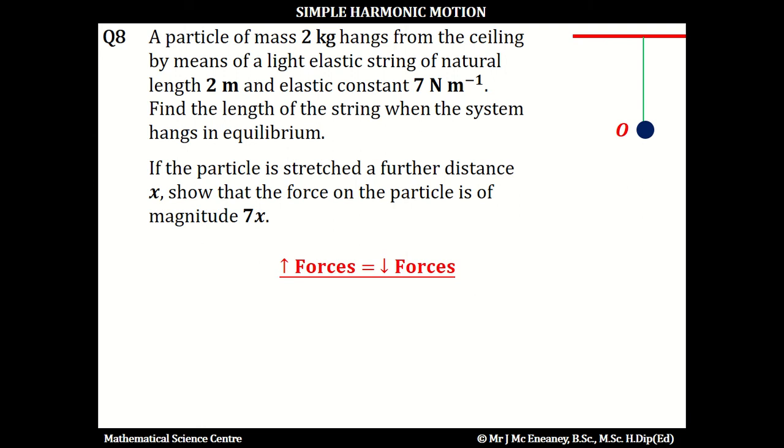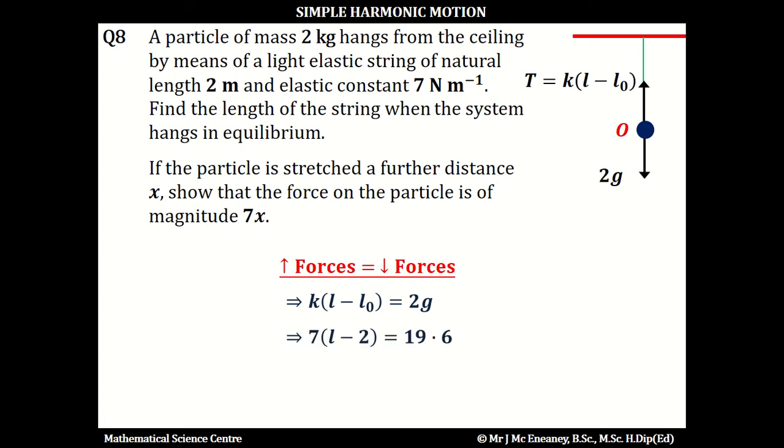Now, when it's in its equilibrium position, the upward force is equal to the downward force. The upward force is the tension in the elastic, which is K over L0 times (L minus L0). The downward force is the weight, which is 2g. So at O, upward forces equal downward forces. This means K over L0 times (L minus L0) equals 2g. The elastic constant K is 7. The length L of the elastic is what we're looking to find, minus the natural length L0 is 2. And this is going to equal 2 times 9.8, which is 19.6.